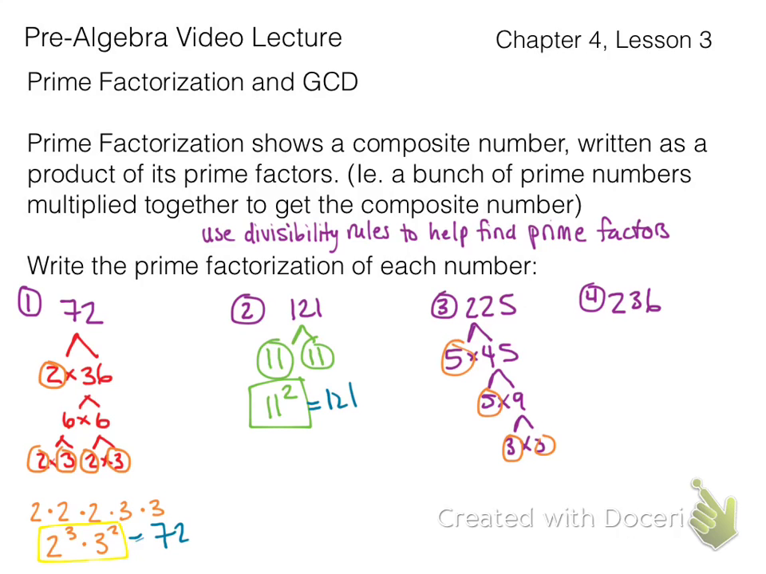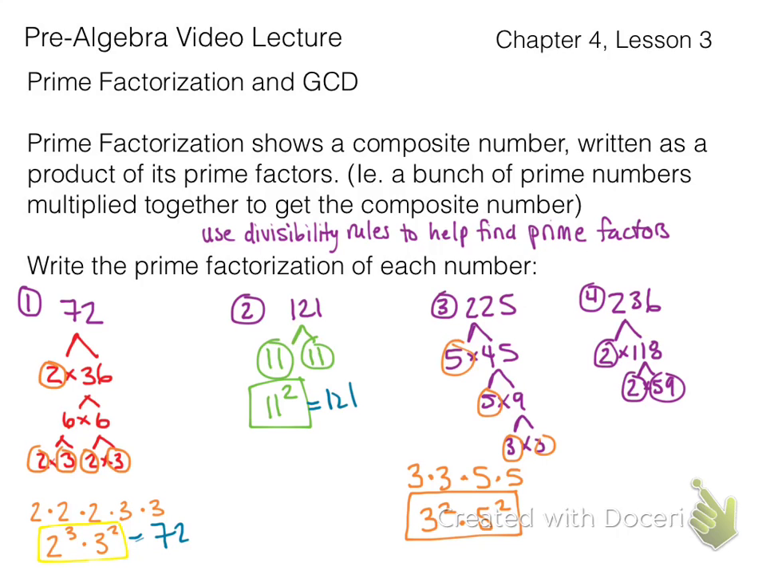There we go. I'm catching up to myself. You guys see that? I'm making it there. All right. So I have 2 3s and 2 5s. So 3 times 3 times 5 times 5 is 3 squared times 5 squared.